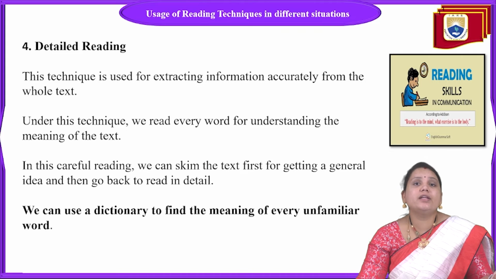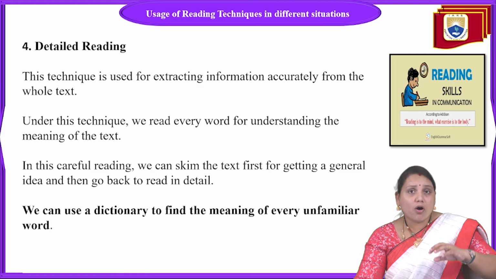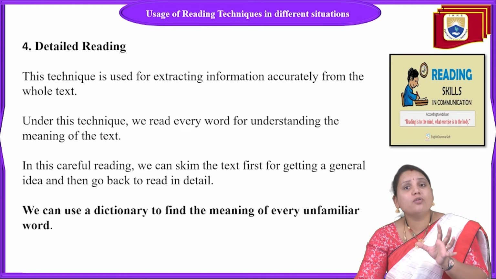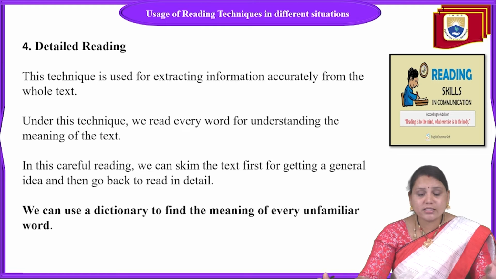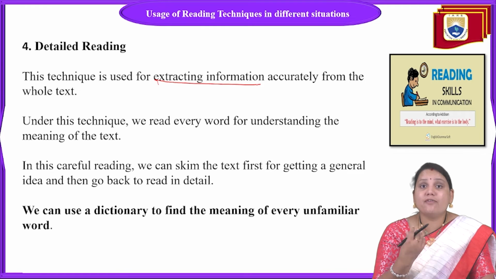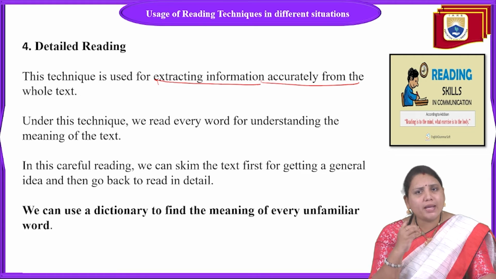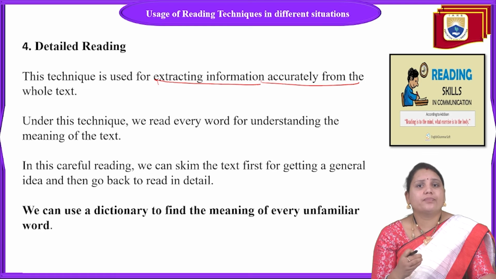Next, detailed reading. What is detailed reading? It somewhat matches the active reading style. Detailed reading is also with all the details, with all the characteristics, with all the thoughts, emotions and expressions, you are trying to understand that particular content. This technique is used for extracting information accurately from the whole text. That means appropriate and qualitative information. For this kind of information, you will be doing detailed reading.